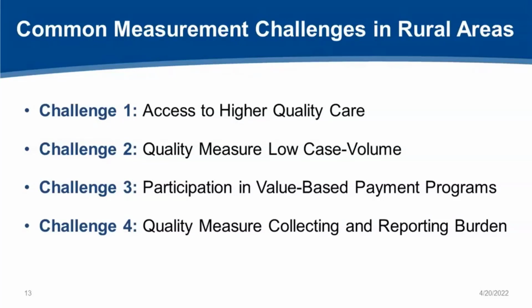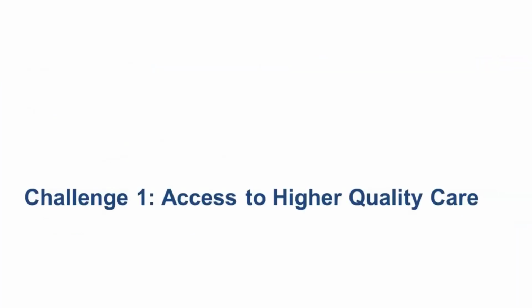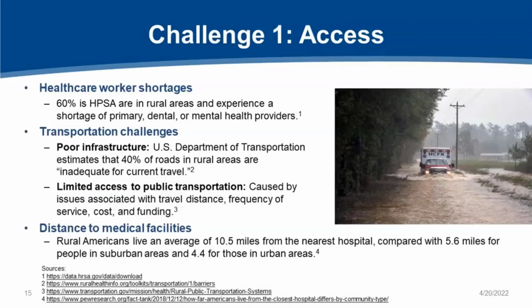Next slide, please. And we will start with access to higher quality care. Next slide, please. So there are a number of factors that impact rural residents' ability to access care. 3 primary factors are highlighted on this slide here. The first is healthcare worker shortages.